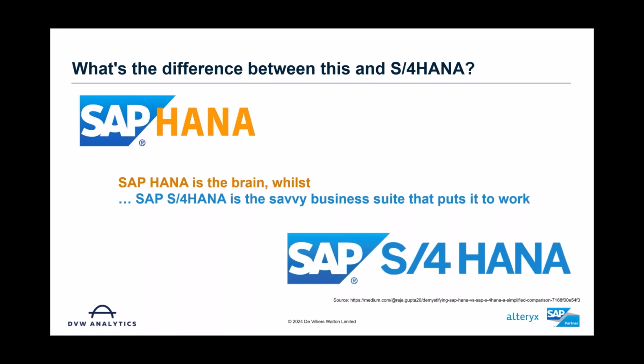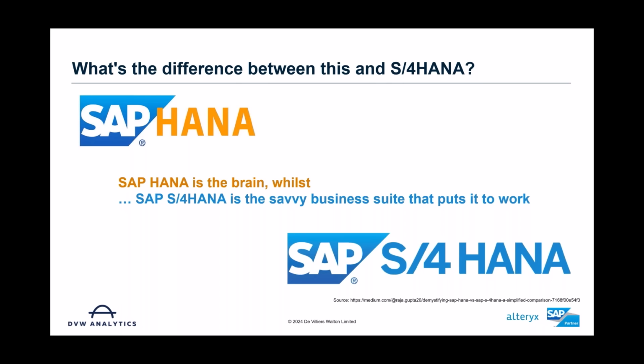So SAP S/4HANA then is the latest version of SAP's ERP, Enterprise Resource Planning software. So this is akin to SAP ECC or ERP, going back in time, SAP R3, going back even further, SAP R2. So it's the latest iteration of SAP's Enterprise Resource Planning product. I know that ERP is a term that may be out of fashion or slightly out of vogue these days, but this is fundamentally what it is. And the key thing is it's an ERP product that leverages the capabilities of the SAP HANA database.